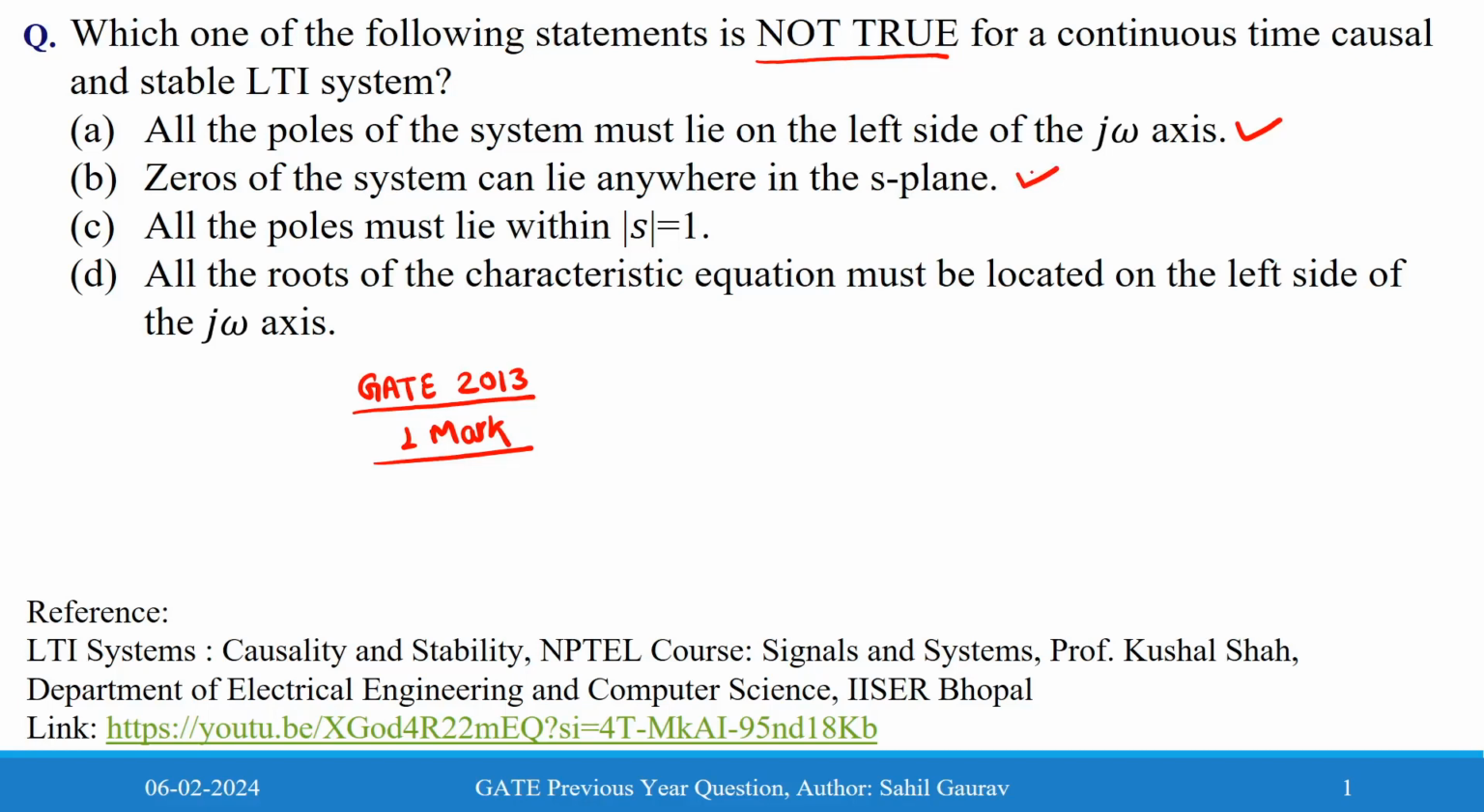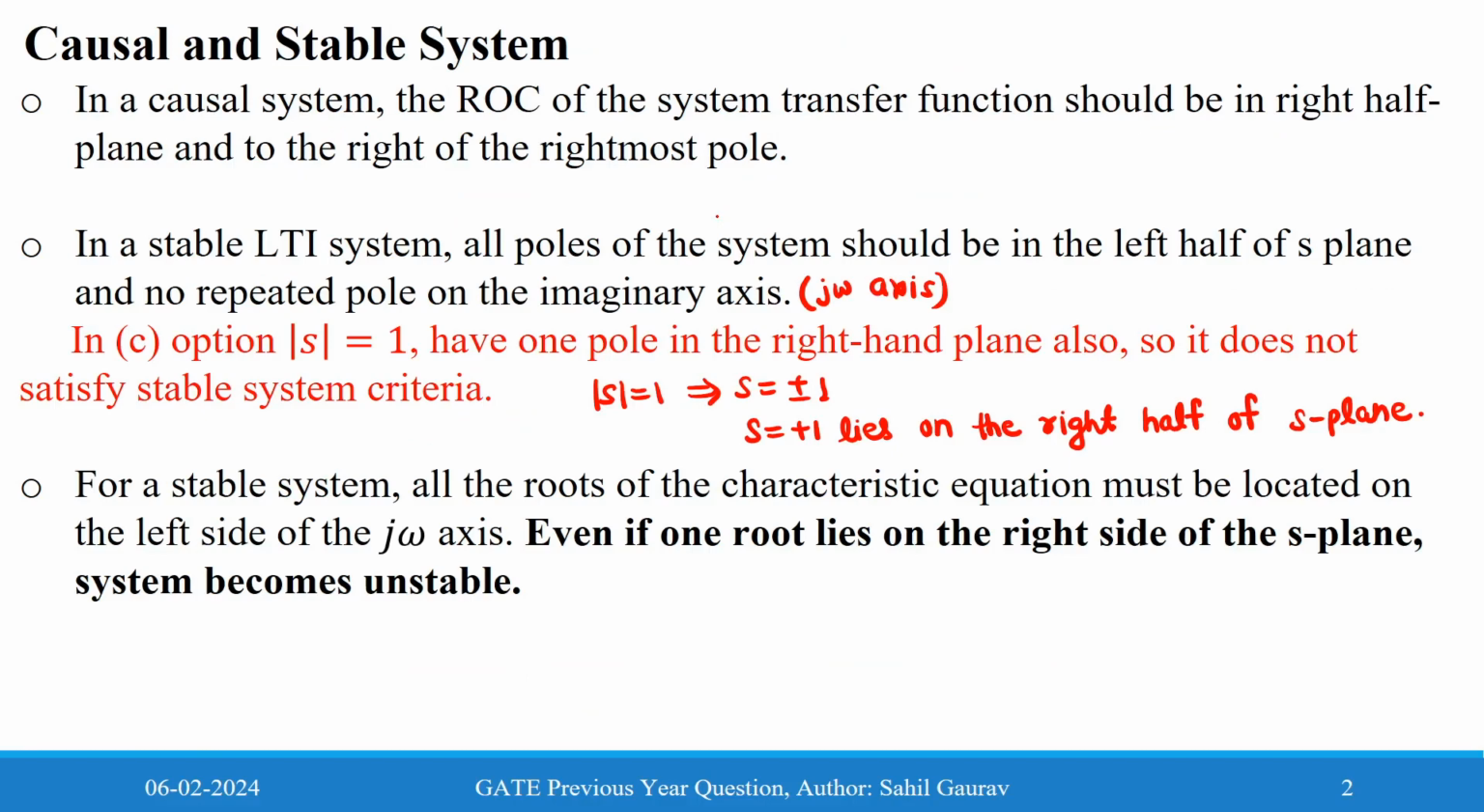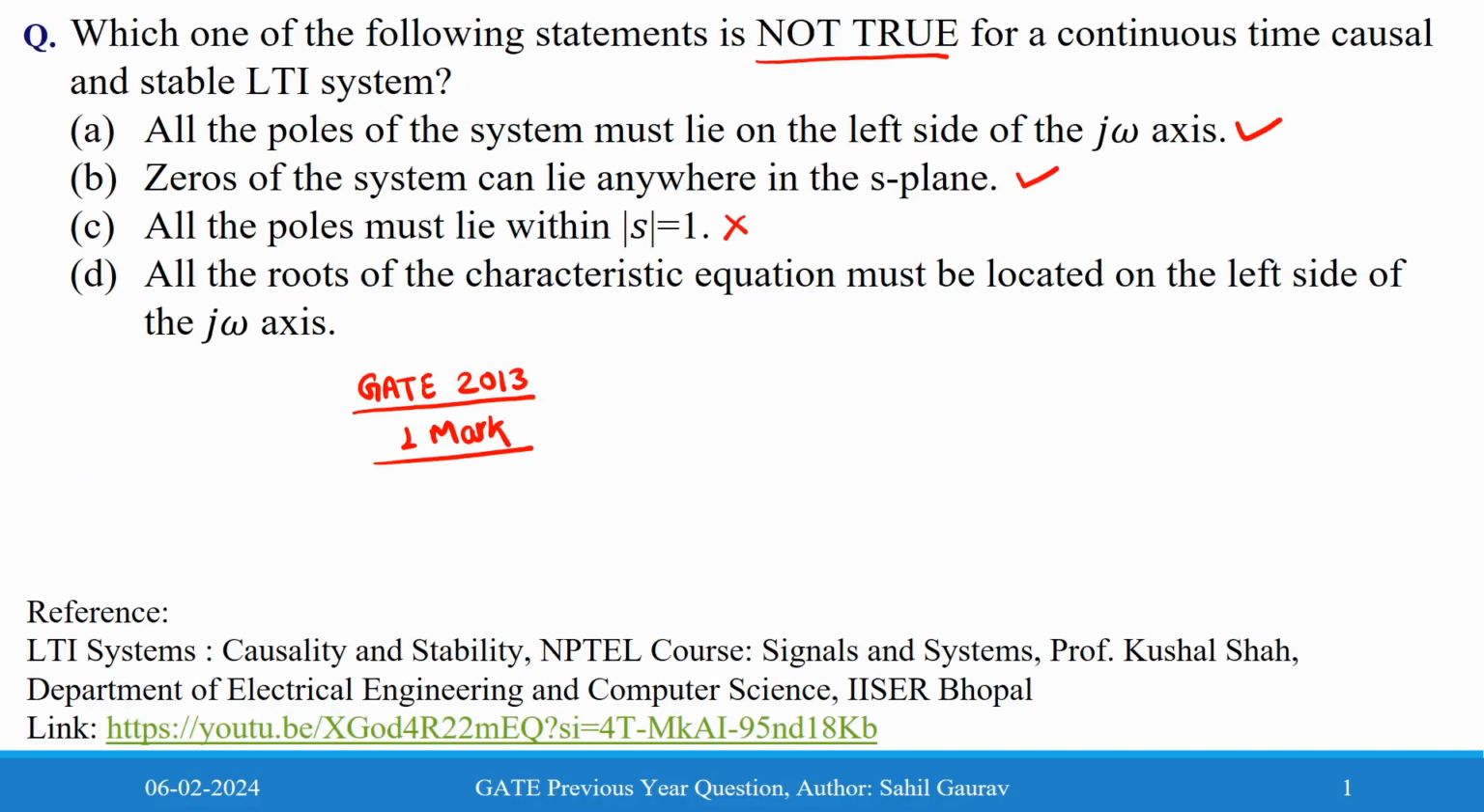The third option is that all the poles must lie within mod s is equal to 1. So this is going to be incorrect. From the second condition, we can say that in a stable LTI system, all the poles of the system should lie in the left half of the S plane and no repeated pole on the imaginary axis. But here we can see that mod s is equal to 1, that means s is equal to plus 1 lies on the right half of the S plane. So this violates the stability condition for an LTI system. So this is incorrect for a continuous time causal and stable LTI system.